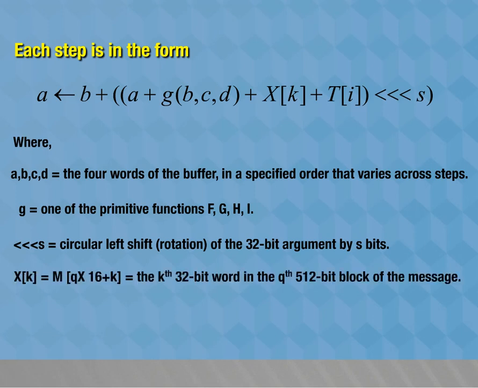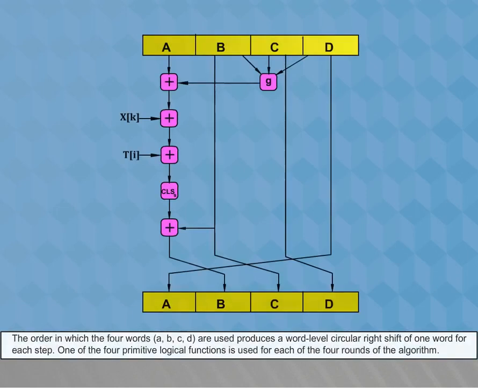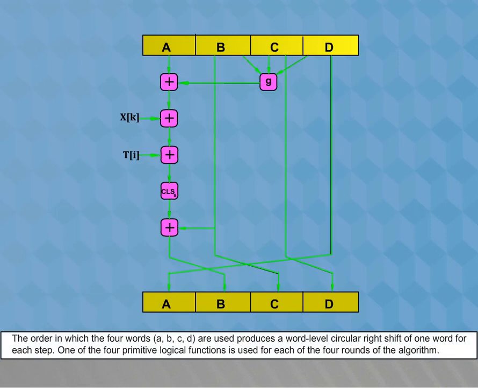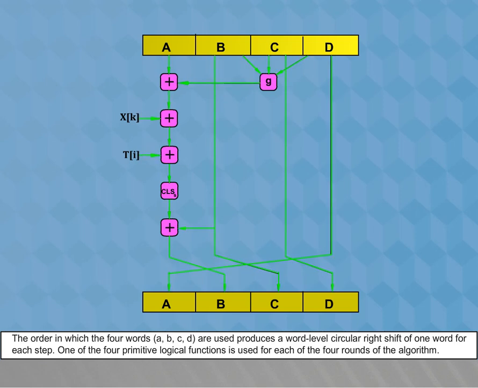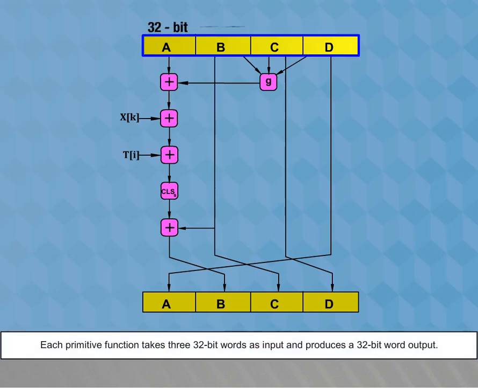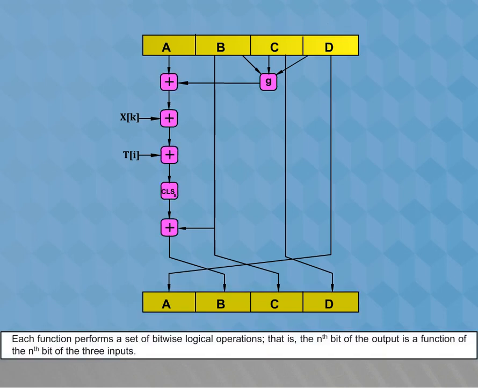Xk is equal to M of q times 16 plus k, the kth 32-bit word in the qth 512-bit block of the message. Ti is equal to the ith 32-bit word in matrix T. Plus is equal to addition modulo 2 power 32. The order in which the 4 words A, B, C, D are used produces a word-level circular right shift of one word for each step. One of the 4 primitive logical functions is used for each of the 4 rounds of the algorithm. Each primitive function takes 3 32-bit words as input and produces a 32-bit word output. Each function performs a set of bitwise logical operations, that is, the nth bit of the output is a function of the nth bit of the 3 inputs.